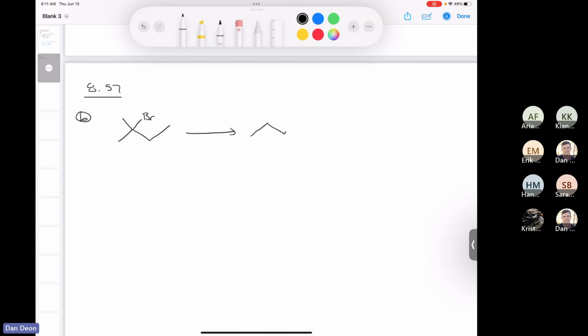So let me just scribble that down here. All right, so we want to go from this tertiary to this secondary alkyl halide. And we've got to find a way to do this. So in terms of a retrosynthesis, we would want to make this compound from this alkene. Oops, I have an extra methyl group there.